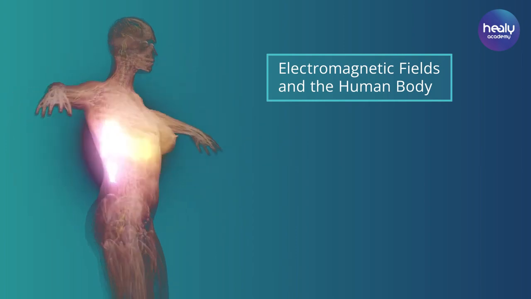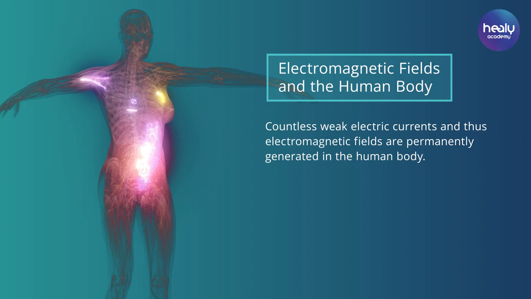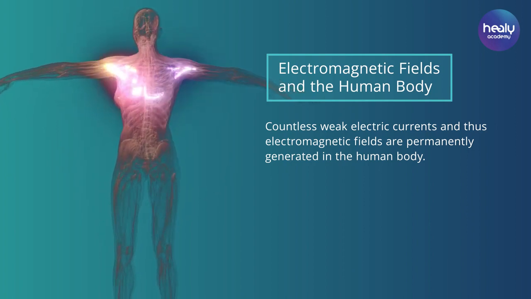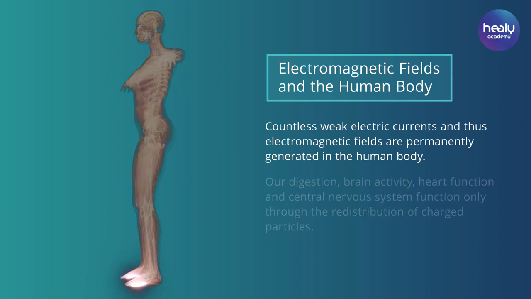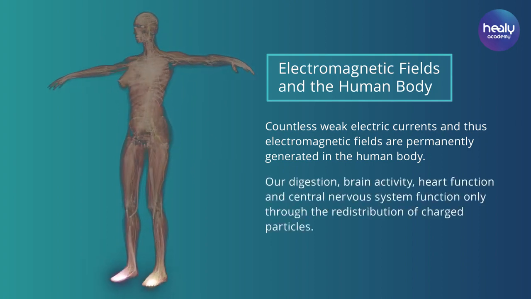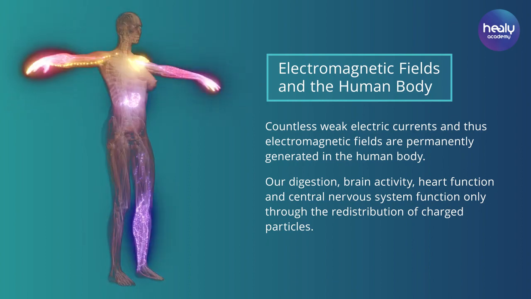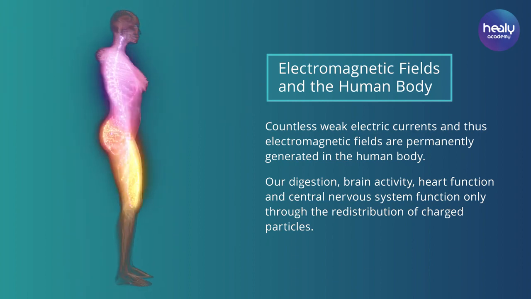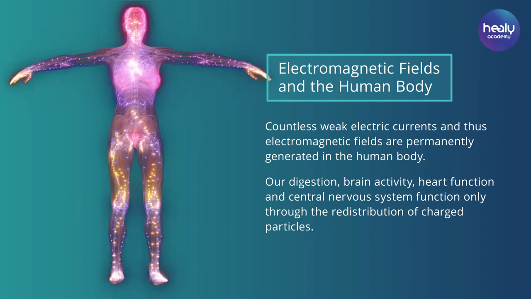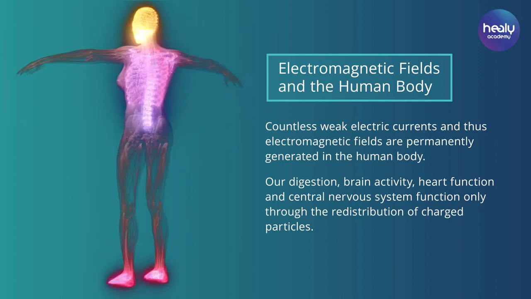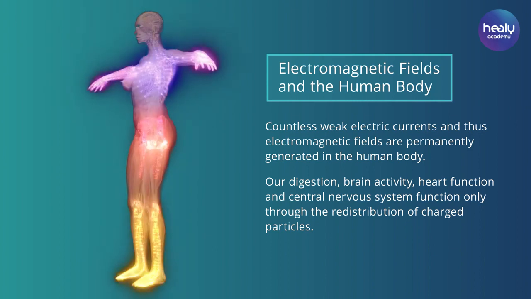Electromagnetic fields and the human body. The human body continuously generates a large number of electrical currents and thus also electromagnetic fields. Thus, not only well-being and health are based on the constant rearranging, moving, directing, and flowing of ions, molecules, and atoms, but all of our body's vital processes such as digestion, brain activity, heart function, and the central nervous system function only in conjunction with the rearrangement of these charged particles.